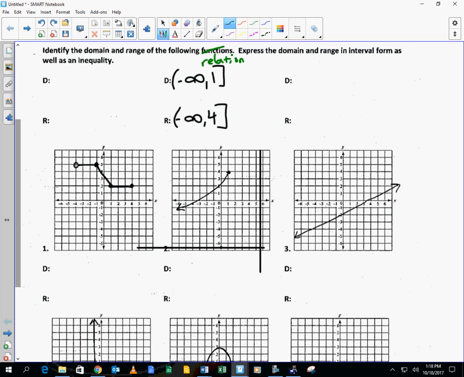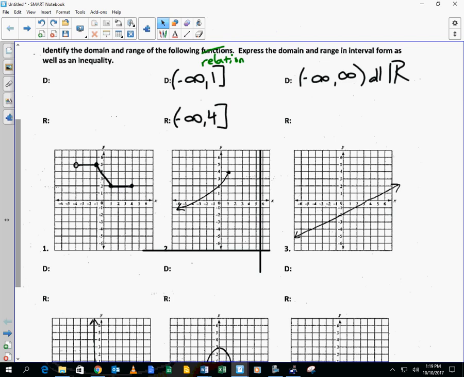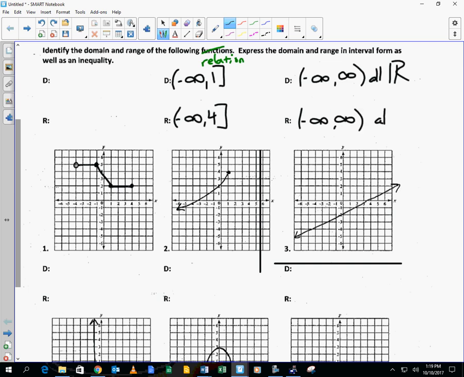Yeah. And so you could write negative infinity to positive infinity, or if you'd prefer, you could say all real numbers. Should really put "all" in front of it. And then this one, same thing, all real numbers. So again, you could do negative infinity to infinity, and all reals. So you don't have to write both. You could write one or the other.